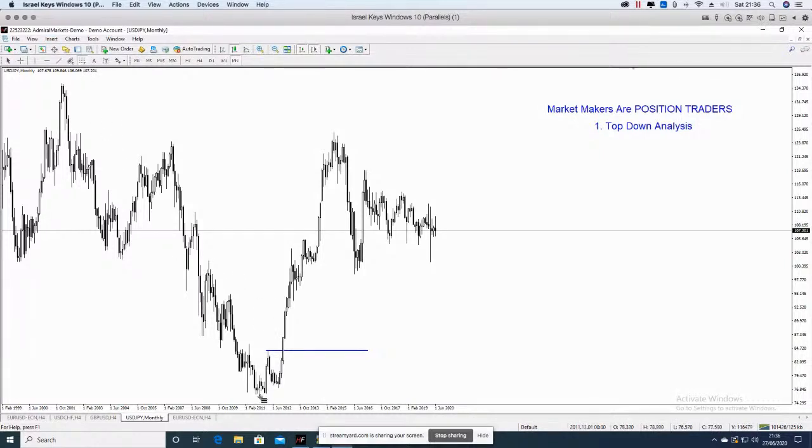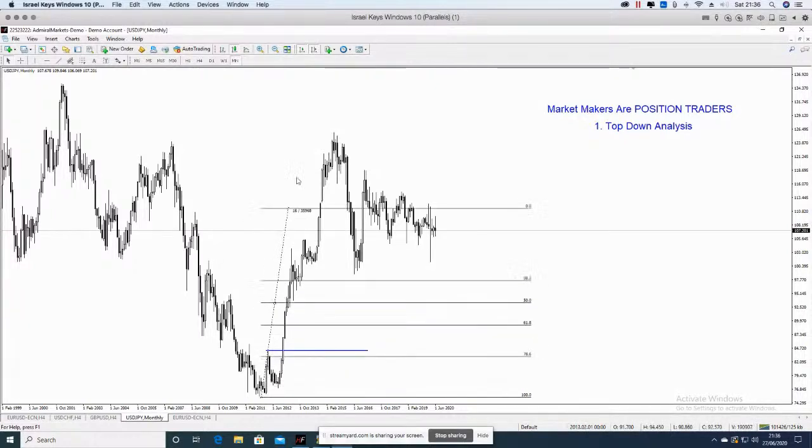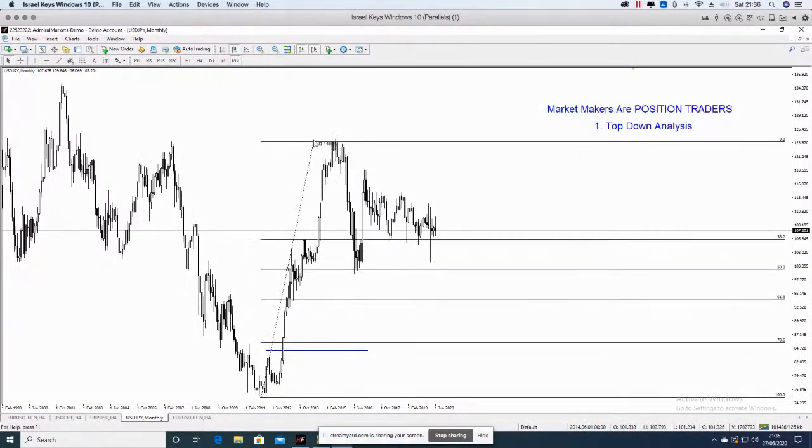It runs up there. There's your Fibonacci. It comes down to the 78.6 and then it runs up. And then if we stretch the Fibonacci again, there we go.